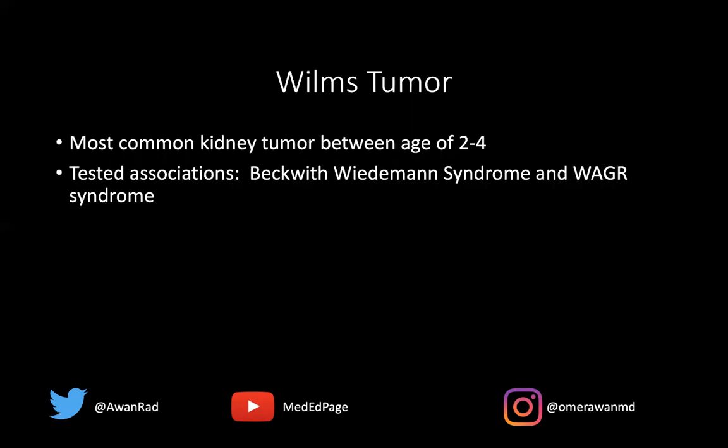So most common kidney tumor between the ages of 2 and 4. The tested associations here would be Beckwith-Wiedemann syndrome, which usually has macrosomia, enlarged infant, macroglossia, enlarged tongue, right? They can have umbilical hernia defects, the WAGR syndrome, right? Wilms tumor, aniridia, GU anomalies, intellectual disability. Those are all testable associations with Wilms tumor that have been seen on the shelf exam by many students. Okay, so nice example of what Wilms tumor could look like on X-ray or ultrasound.